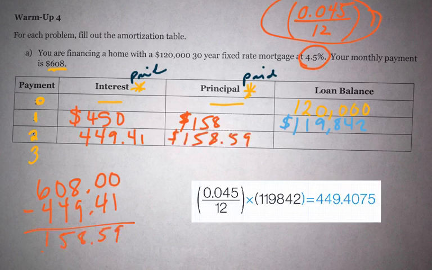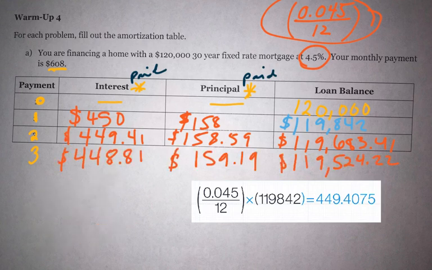So we end up getting that the amount that's paid towards the principal is $158.59. We then subtract that from our loan balance to find out what our new loan balance is. Subtracting the $158.59 from $119,842 gives us a loan balance at the end of the second payment of $119,683.41. Okay, we can do this one more time with payment 3. I'm going to do this off screen because this is getting a little bit long, and then you can check your answer with me. So go ahead and check your answer.